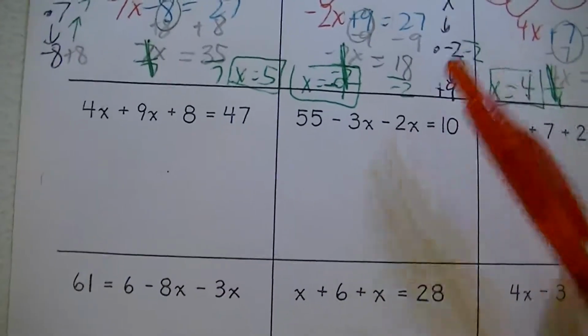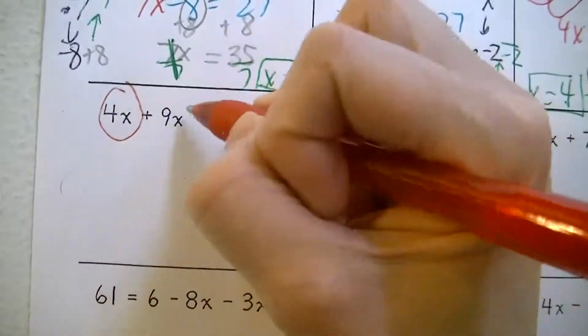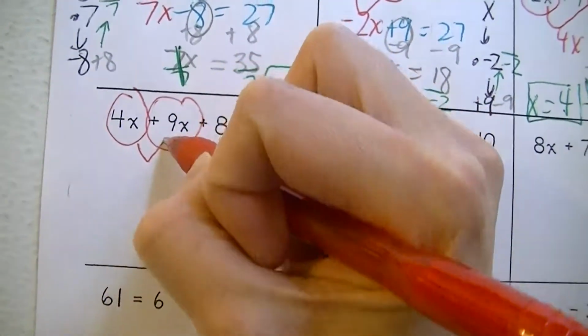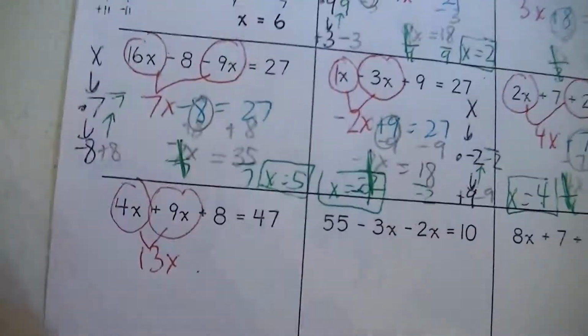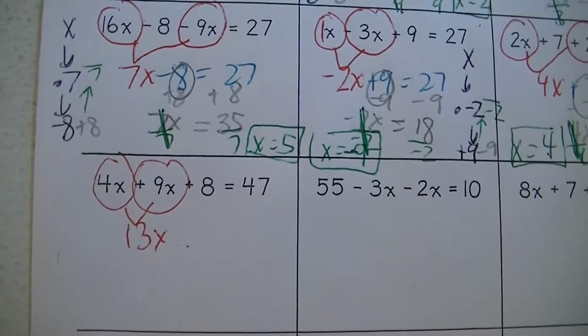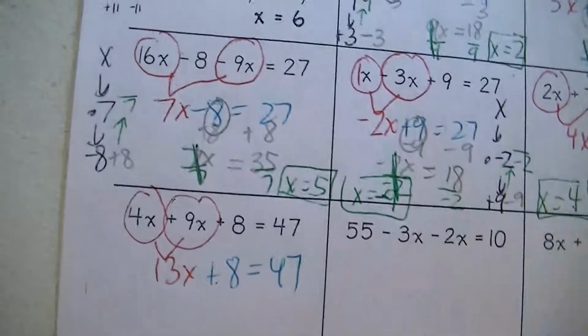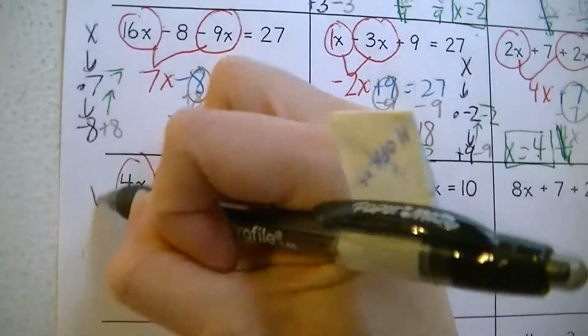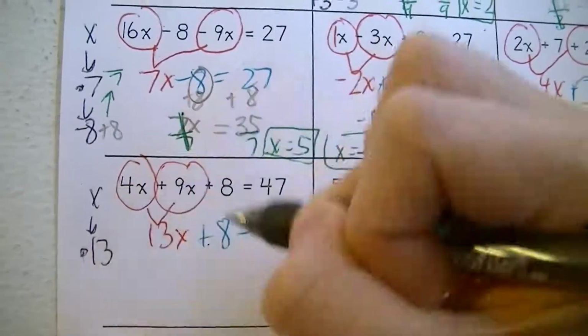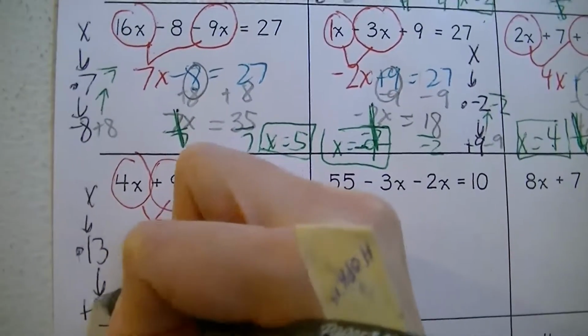Okay, this next problem, combine the like terms on the same side of the equal sign. 4x plus 9x is 13x's. And bring down your plus 8 and your equals 47. Now you're going to go ahead and build it. We started with x, then we multiplied it by 13, then we added 8.